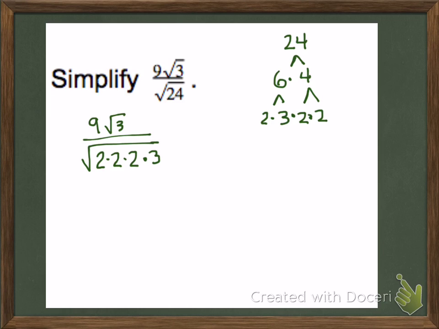And we hopefully can see a couple of things here. One, that I have the square root of 3 over the square root of 3, and that is a factor of 1 that can simply cancel. The other thing I have is a perfect square of 4. So I can take the square root of that 4 and take it out of the radical sign. So far now I have 9 over 2 root 2.